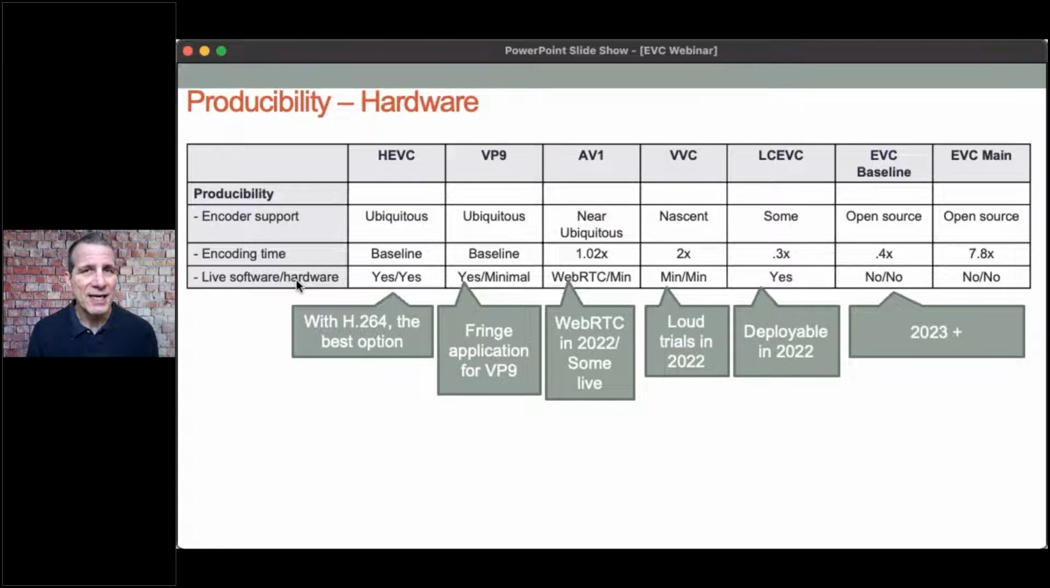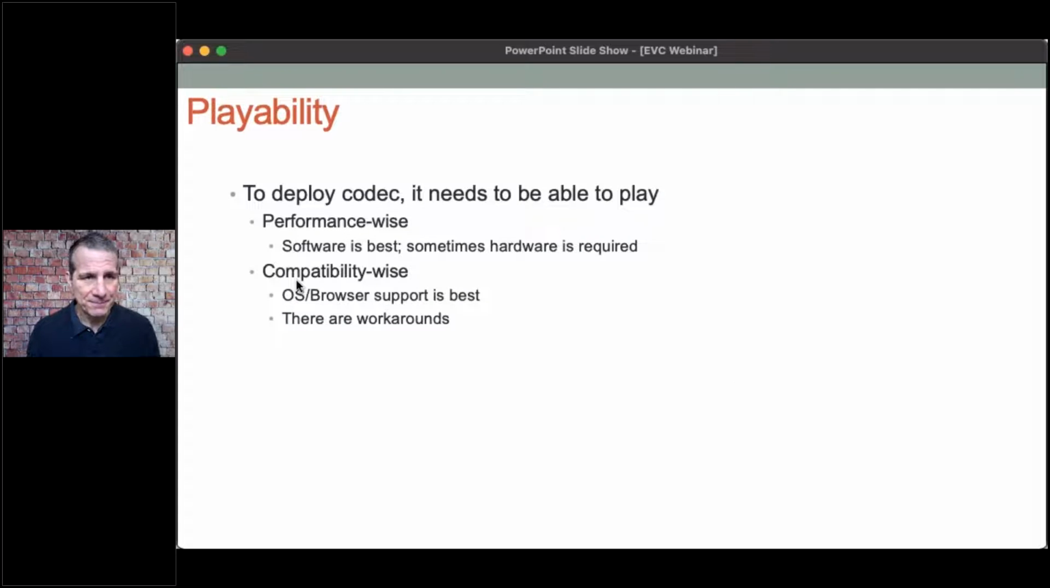I think for VVC, you're waiting for technology to catch up. LCEVC, the technology is available today. It's just somebody choosing to implement it. And then EVC baseline and EVC main, no activity whatsoever in terms of live transcoding. The open source software encoder was wonderful. They did a great job with it, but it's not going to produce live streams anytime soon.